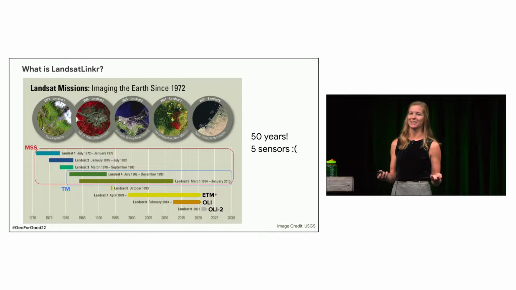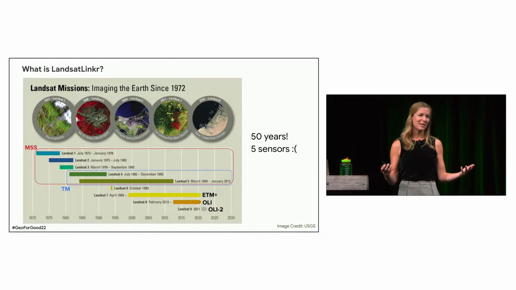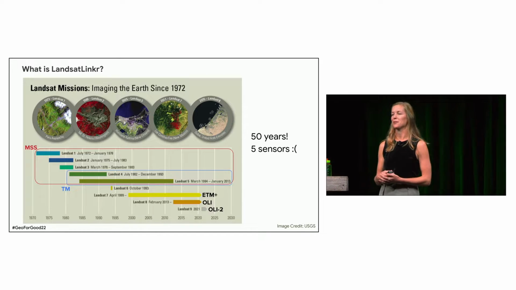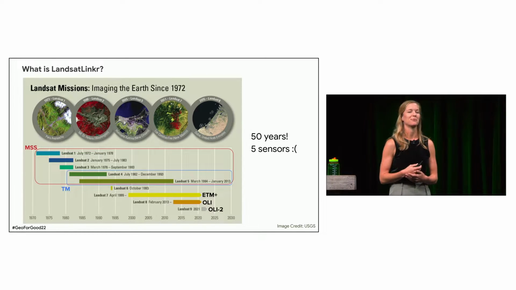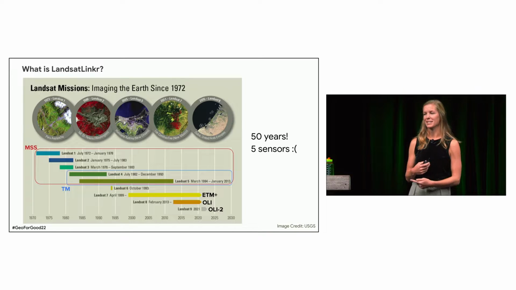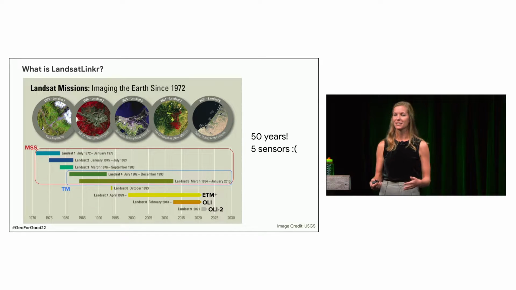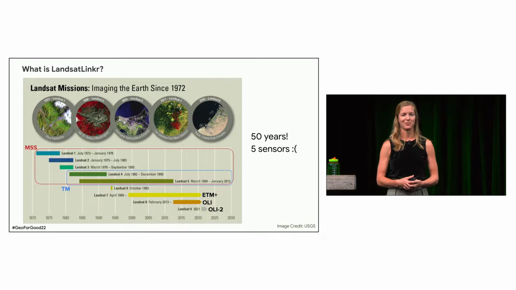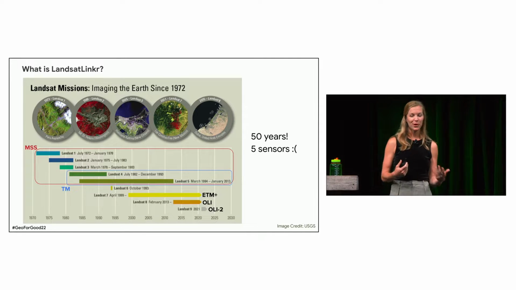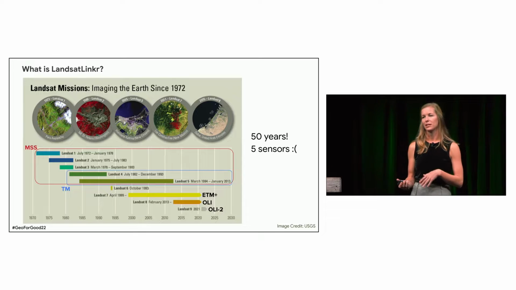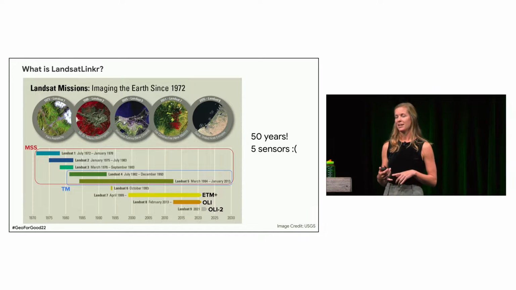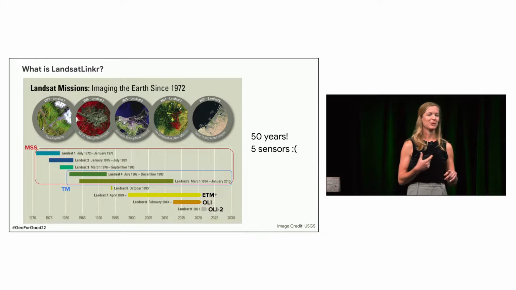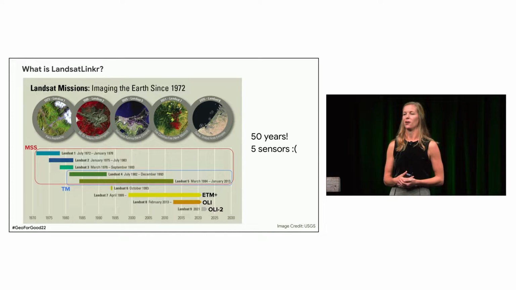So what is LandsatLinkr? You might know that Landsat represents our longest continuous view of the Earth. It has been imaging the Earth's surface from 1972 to the present. And so today that means we have 50 years or a half century of Landsat imagery, which is a great milestone to celebrate. But across those 50 years, Landsat has made use of 5 different sensors: MSS, TM, ETM, OLI, and now with Landsat 9, OLI-2 launched on that satellite.